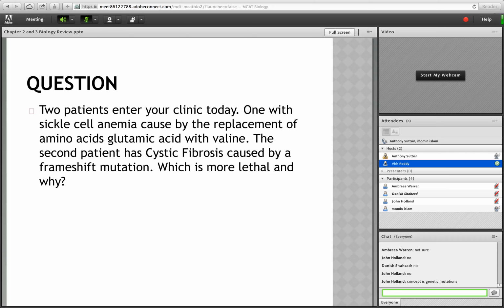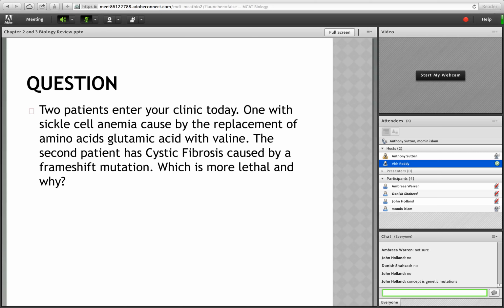Yeah, frame shift mutation. Did you say a frame shift for sickle cell anemia? Oh, sorry, I meant the point mutation. What type of point mutation? The missense. Perfect. Great job. Absolutely great job.